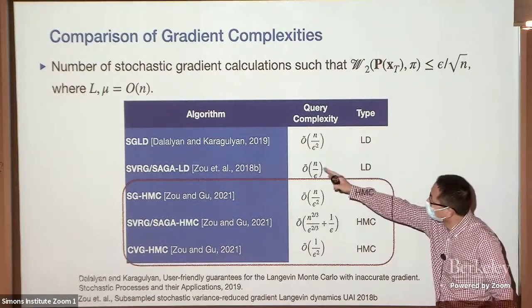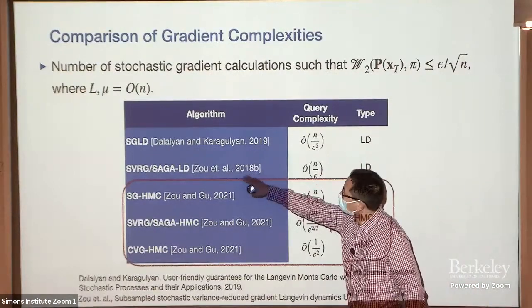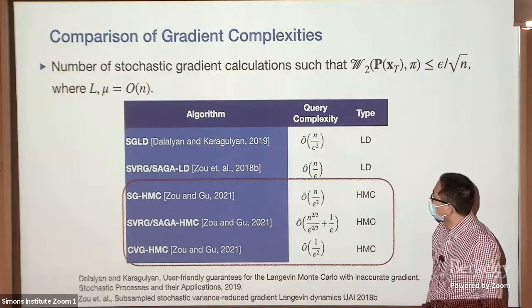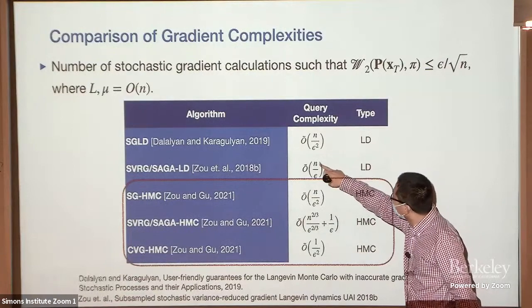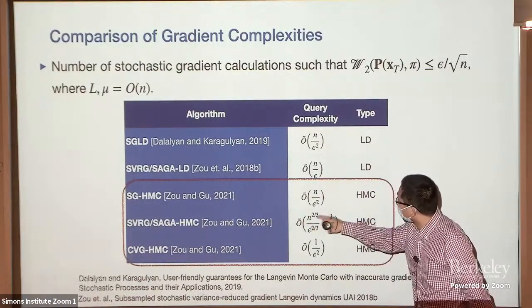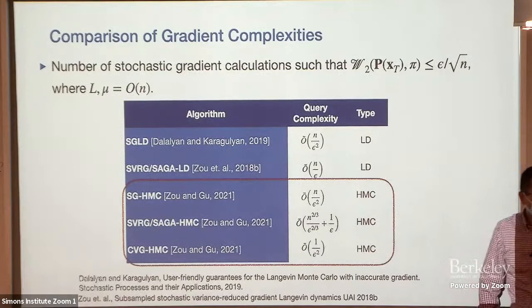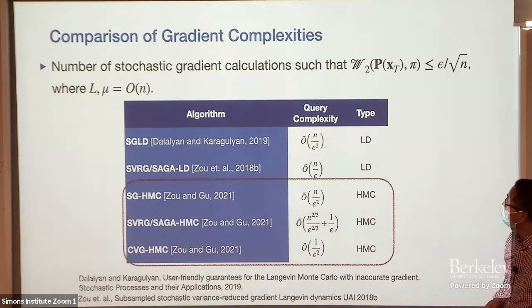Okay, and you can do a more careful comparison, for example, with variance-reduced overdamped Langevin dynamics, which is n divided by epsilon. But in terms of dependence on both n and epsilon, actually our result is strictly better. So this is something I want to talk about.